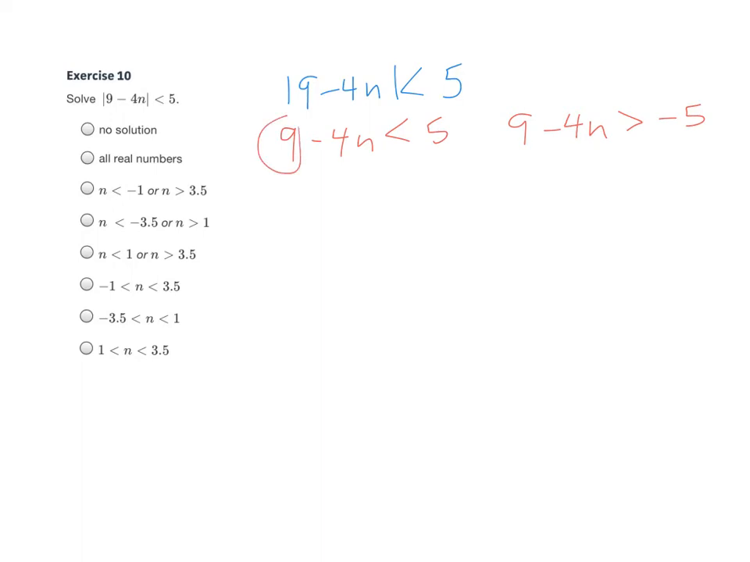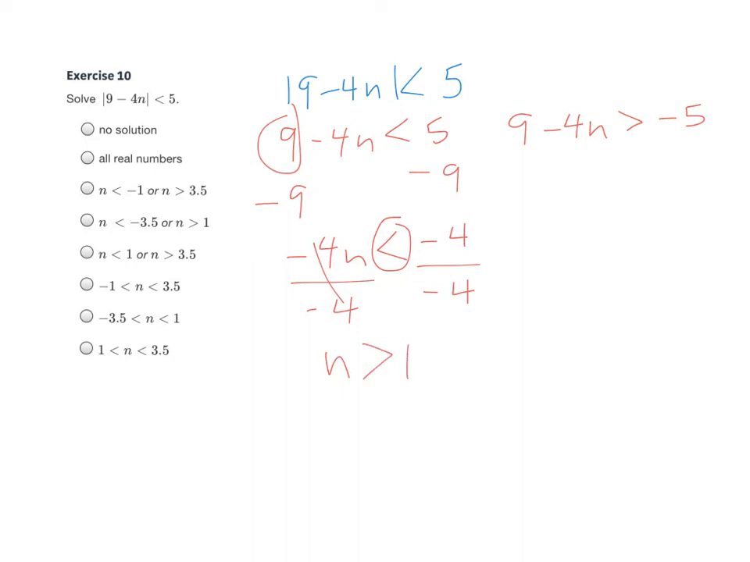I'm going to get rid of this positive 9 by minusing 9 from both sides. That gives me -4n less than -4. Then I'm going to divide both sides by a negative. We have to be really careful when you divide by a negative, you have to flip the inequality. So I'm going to get n greater than 1.